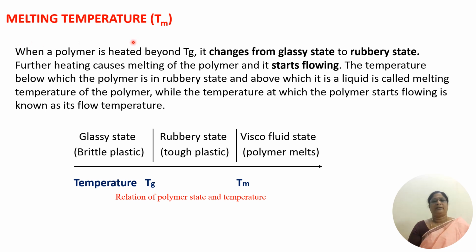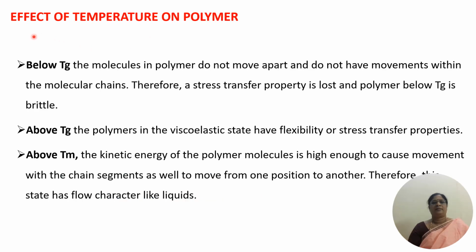Next one is the melting temperature. When a polymer is heated beyond the glass transition temperature, it changes from glassy state to rubbery state. Further heating causes melting of the polymer and it starts flowing. The temperature below which the polymer is in rubbery state and above which it is in the liquid state is called the melting temperature of the polymer, while the temperature at which the polymer starts flowing is known as its flow temperature. Next, let us discuss the effect of temperature on polymer.